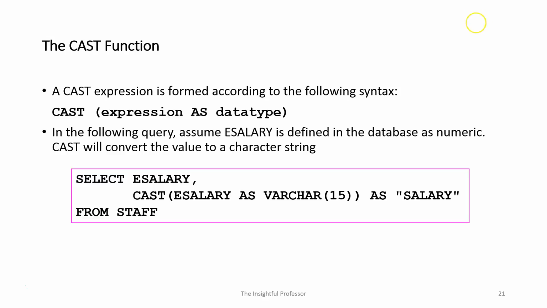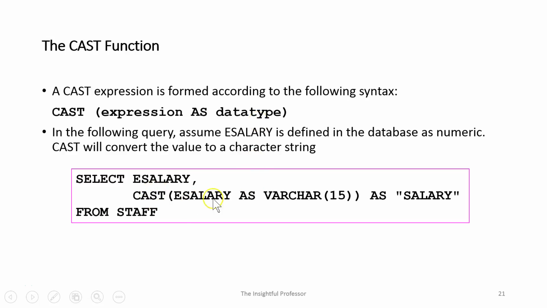A cast expression is formed according to this syntax. You'll use the word cast, and because it's a function, you have parentheses where you'll pass the argument, the thing that's going to be manipulated. So we'll pass the name of the expression or the column that's going to be altered, or whose data type will be treated in a different way. Not really altered permanently in the database, but treated in a different way. How do we want to treat this expression or this column? We want to treat it as though it were some other data type.